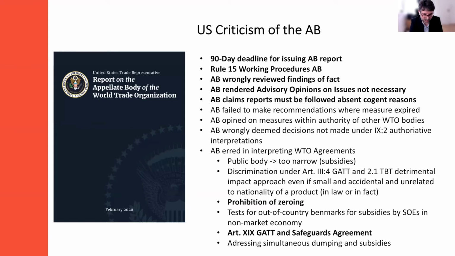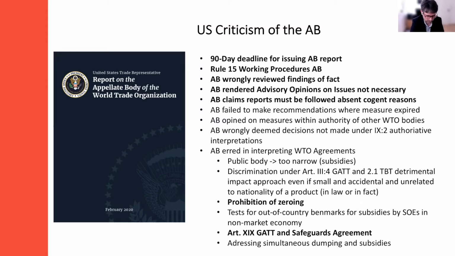Why did the US behave in this strange way? Well, in February 2020, the US adopted a really, really lengthy report of 170 pages, roughly, describing all of the various issues it saw with the appellate body. I'm not going to run you through each and every one of them, just going to point out some of them. There are the formal ones.